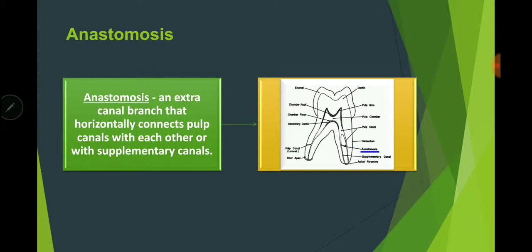Anastomosis, by definition, as I mentioned earlier, is an extra canal branch that horizontally connects the pulp canals with each other. So you have two pulp canals, and then you have one canal connecting the two pulp canals. That's an anastomosis. A connection between two pulp canals is called anastomosis.